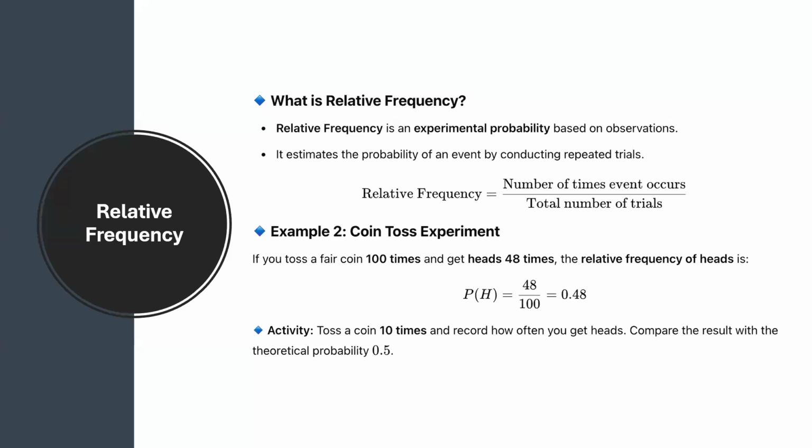So P of H, the probability of getting heads, will be 48 over 100, because the number of times the event occurs, the number of times we get heads, was 48, and the total number of trials was 100. So the final probability is 0.48. Any doubt?